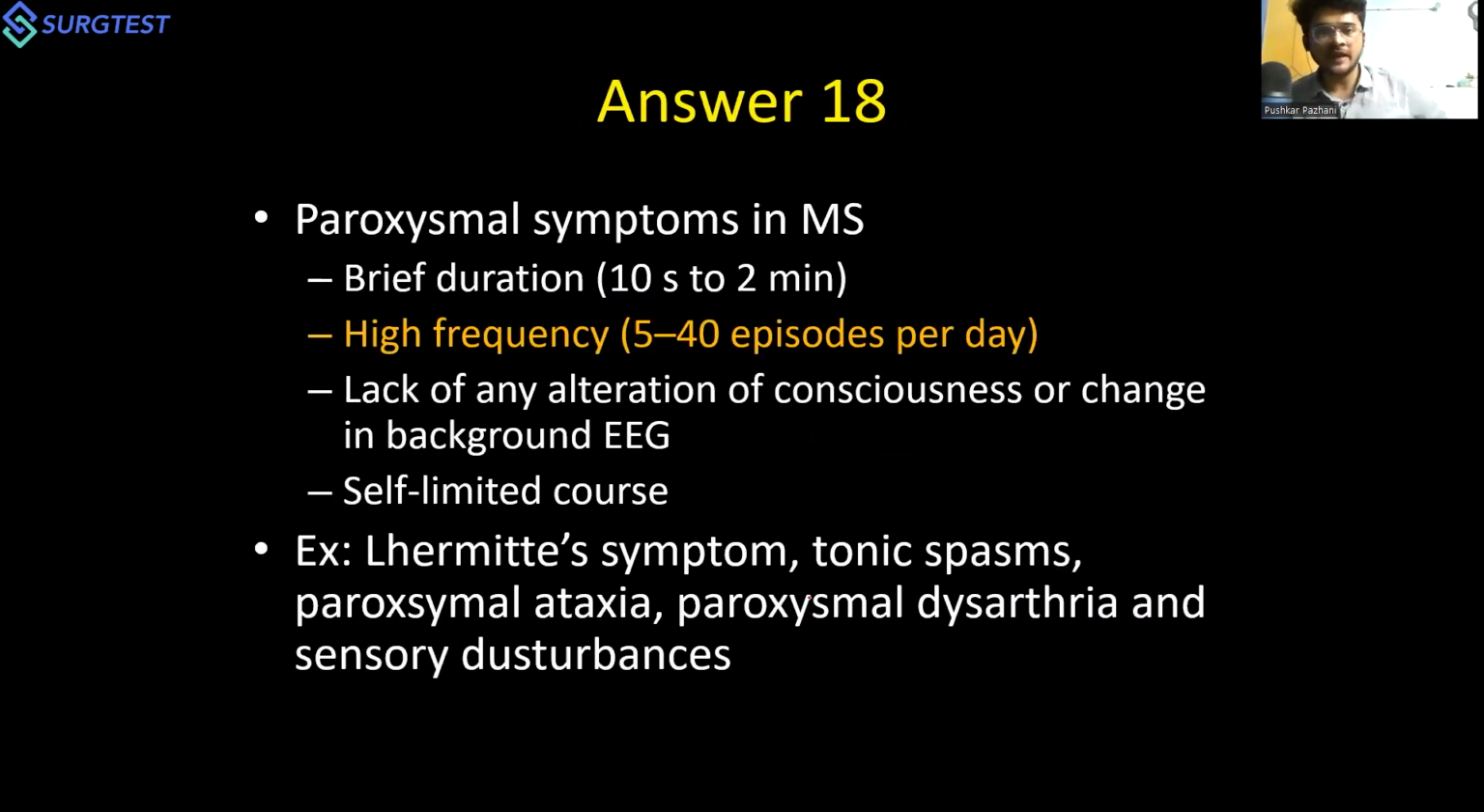So let's rush through the facts. Paroxysmal symptoms in MS are of brief duration, usually a few seconds to a few minutes, and very high frequency, around 5 to 40 times per day. However, the patient's consciousness is totally normal, there is no change in the background EEG, and it's usually self-limiting, resolving within a few months. Important examples, which could be a possible MCQ: Lhermitte's symptom, tonic spasms, paroxysmal ataxia, paroxysmal dysarthria, as well as paroxysmal sensory disturbances.